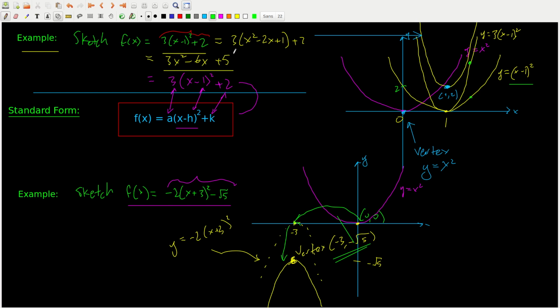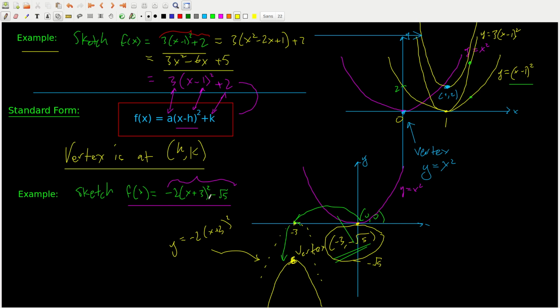And that tells us something about the general form, because let's go back and look at the general form we have up here. h was minus 3, that's how far we moved to the left. k was negative root 5, and that was the location of our vertex. So that tells us something about the standard form, which is where the vertex is. The vertex is always at the point (h, k). So with this standard form, we can just read off the vertex.